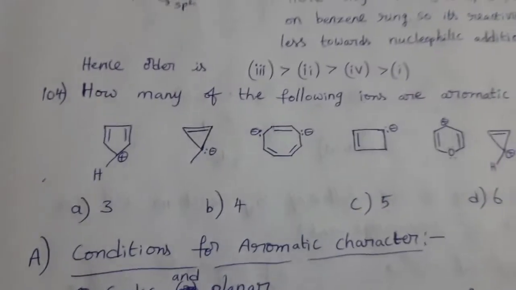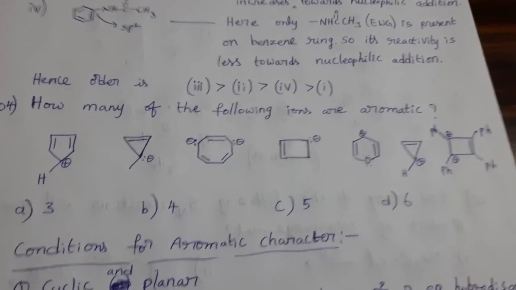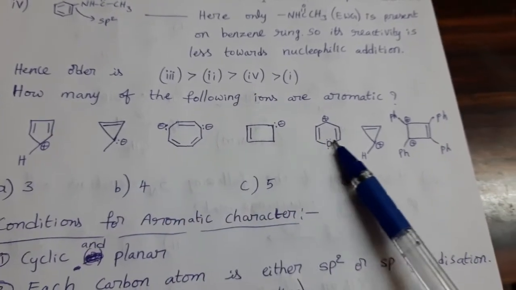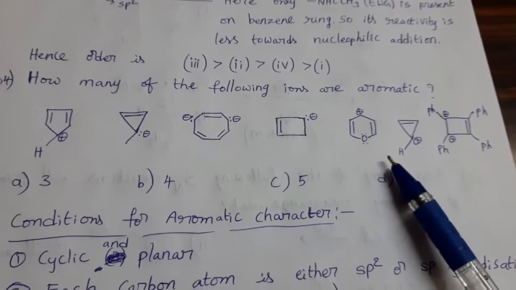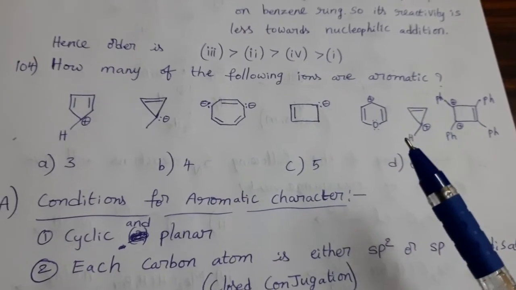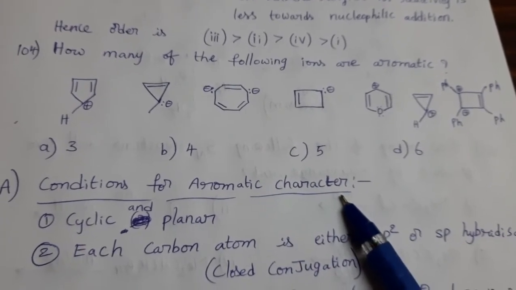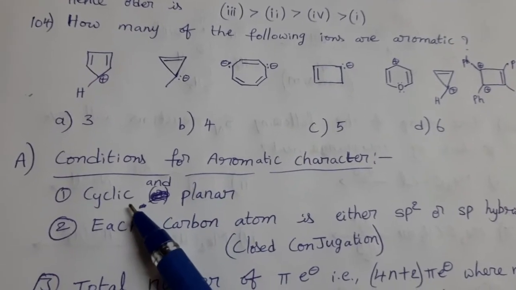Next, simple question. How many of the following ions are aromatic? Here different ions are given. 1, 2, 3. Total 7 ions are given. Aromatic ions we should identify. First of all, see the conditions for aromatic character. If any ion or molecule is to be aromatic, then they should satisfy these conditions.